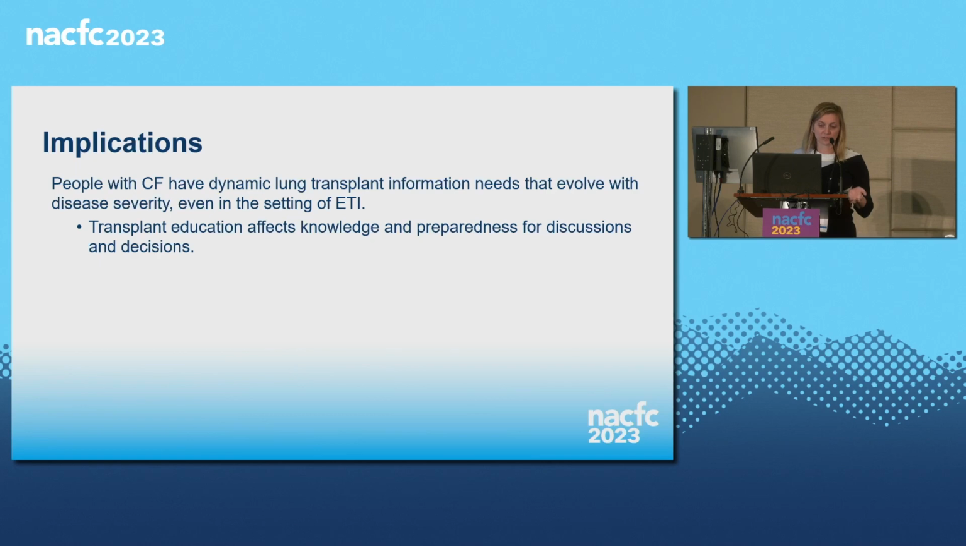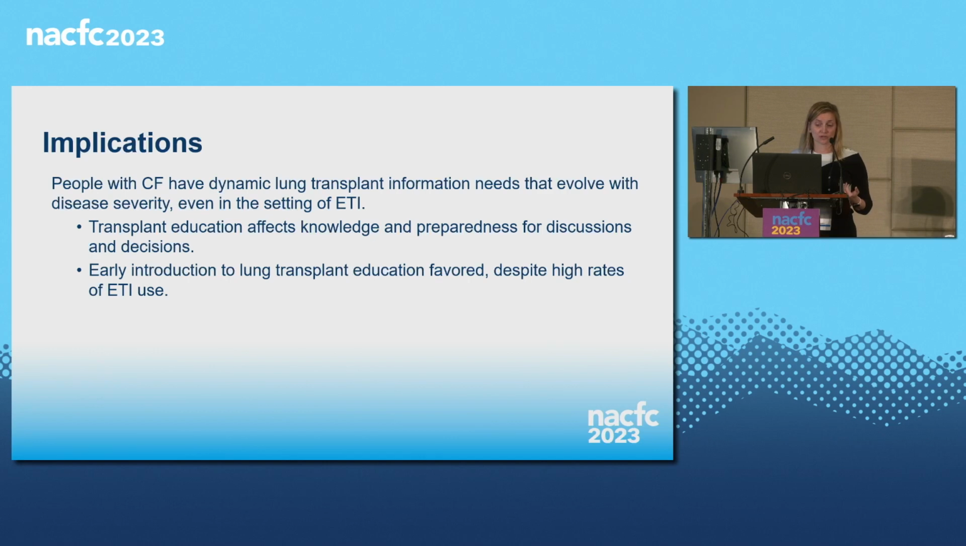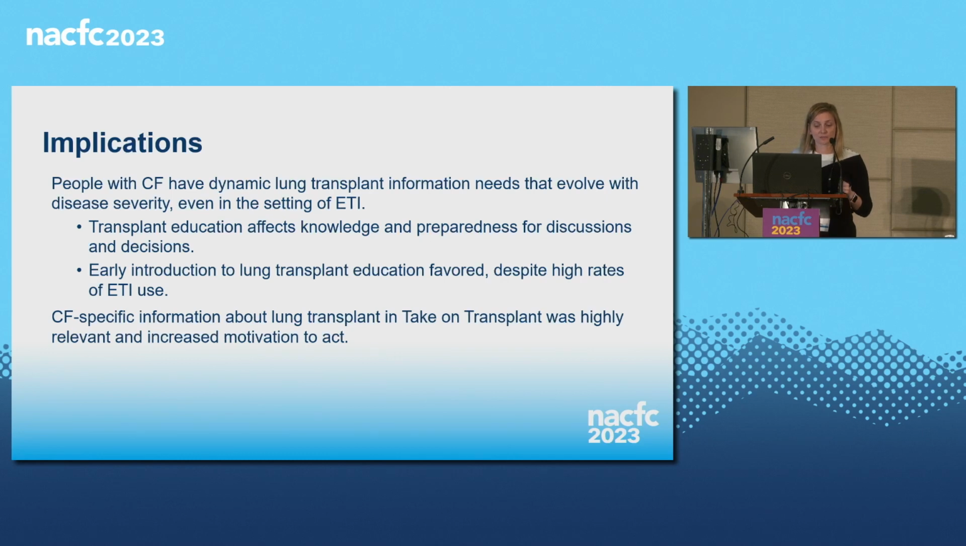So there's several implications here. People with CF have dynamic lung transplant information needs that evolve with disease severity, even in the setting of ETI. Transplant education affects knowledge and preparedness for discussions and decisions. Early introduction to lung transplant education was favored despite high rates of ETI use. And CF-specific information about lung transplant and Take on Transplant was highly relevant and increased people's motivation to act.